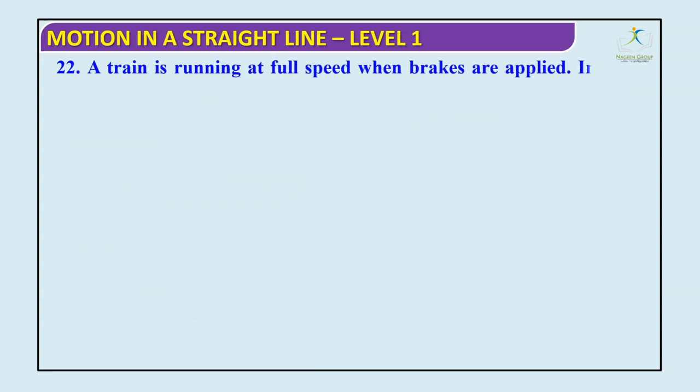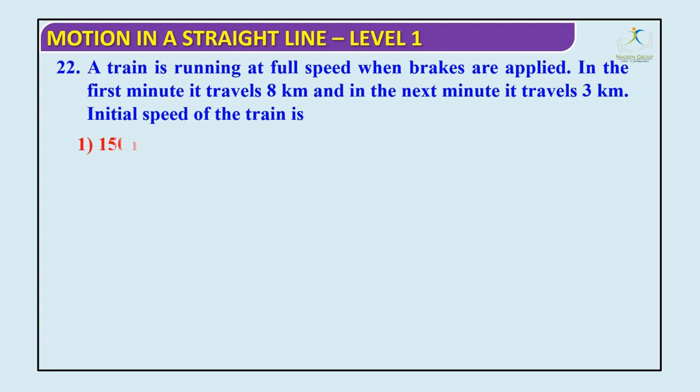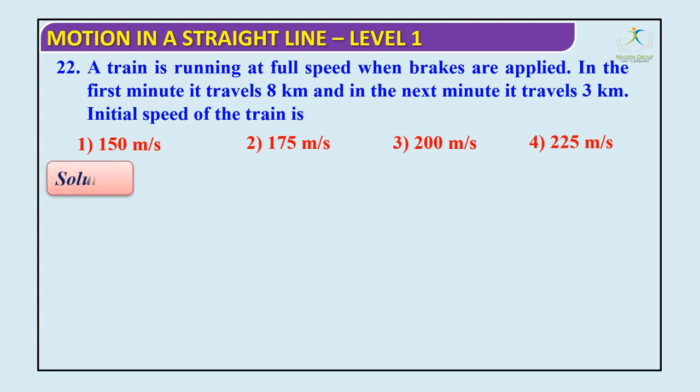Next question. A train is running at full speed when brakes are applied. In the first minute, it travels 8 km and in the next minute, it travels 3 km. The initial speed of the train is: 150 meter per second, 175 meter per second, 200 meter per second, 225 meter per second.